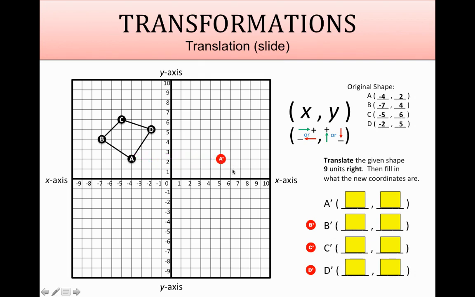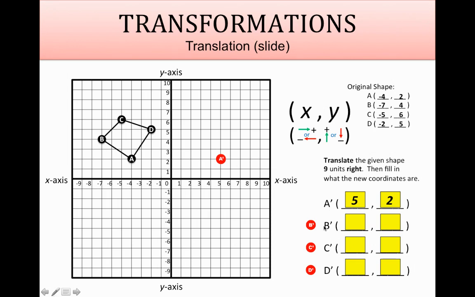So after you move A to where it needs to be, now you can see where the coordinates for it are going to be. Starting from the origin, you're going 5 to the right and then 2 up. So 5 to the right would mean that this is going to be 5, and then 2 up is going to be this is a 2.